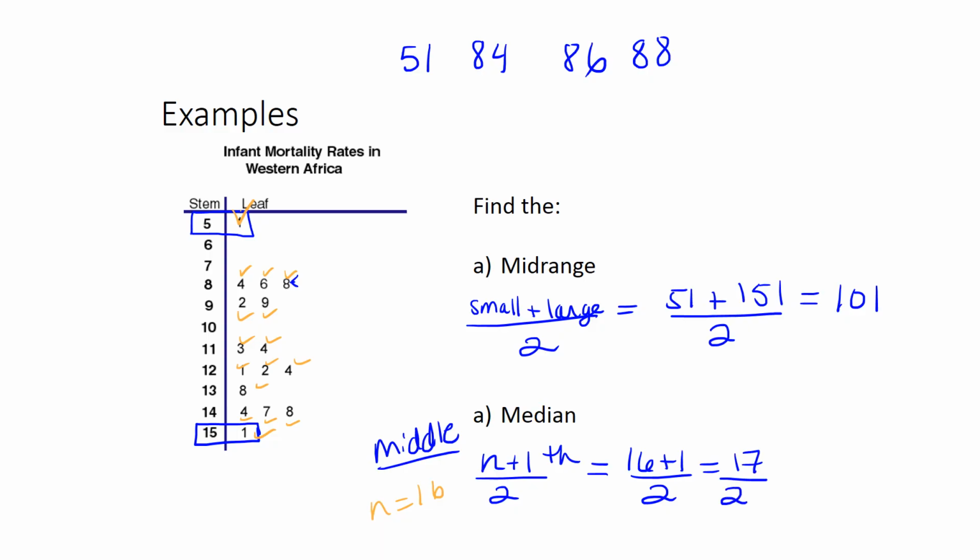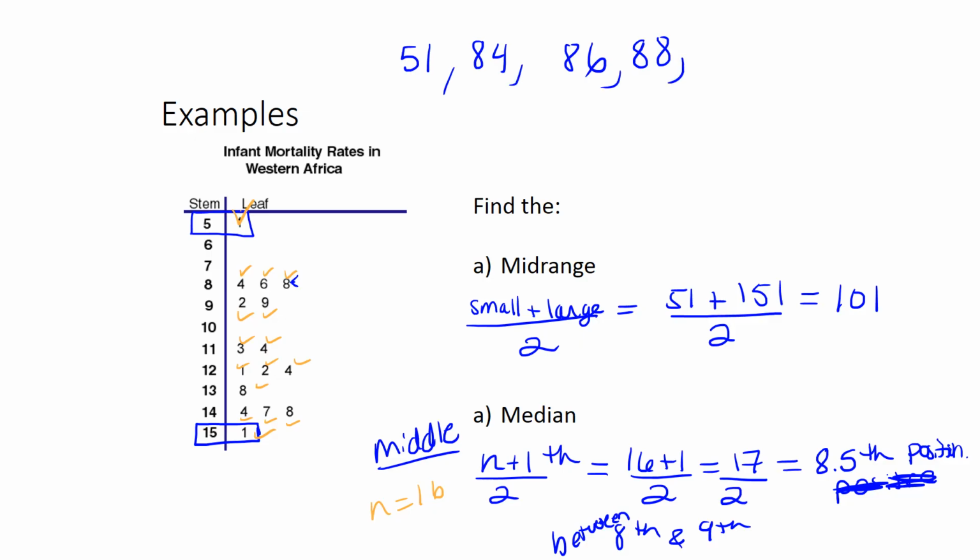17 divided by 2, that should be 8.5. Position. So in between the 8th and 9th. Again, if it's only 17 data values, you could list them all out and do smallest, largest till you got to the middle. But this (n+1)/2th position comes in handy.